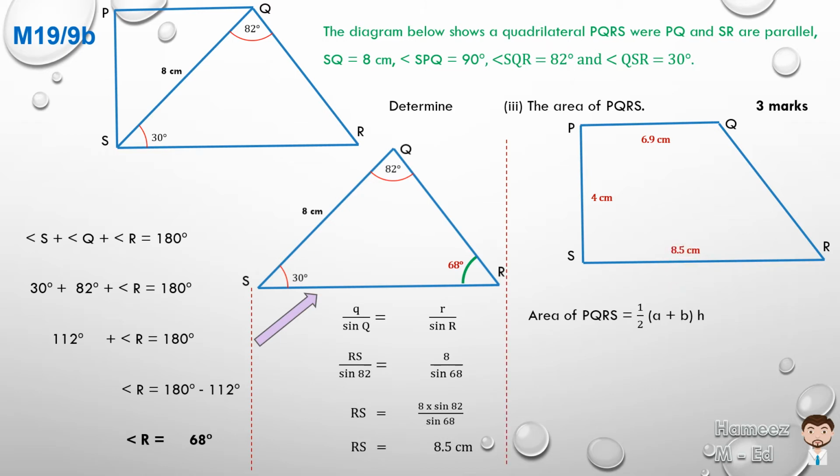8.5 centimeters. And we can now substitute area of PQRS equal to half times the two parallel sides A and B, which is 6.9 centimeters plus 8.5 cm, times the perpendicular height, which is 4. And that, when we substitute that into our calculator, it gives us 30.8 centimeters squared. So that's the area of PQRS.